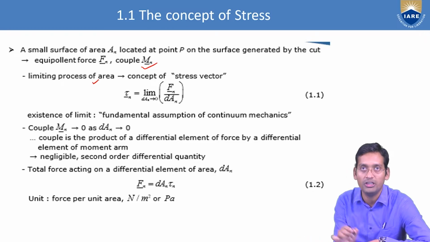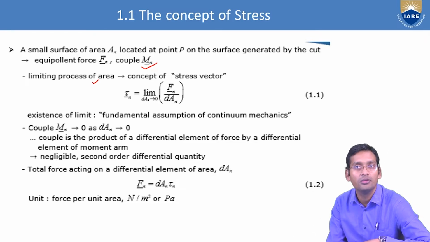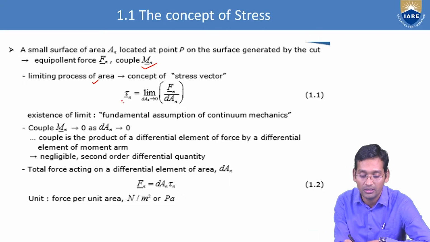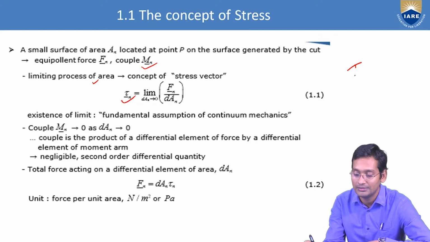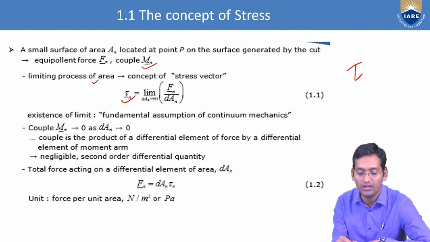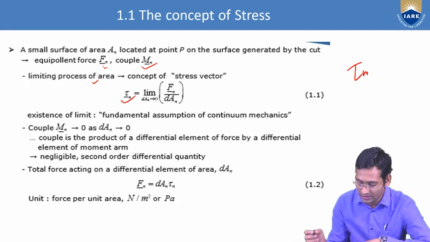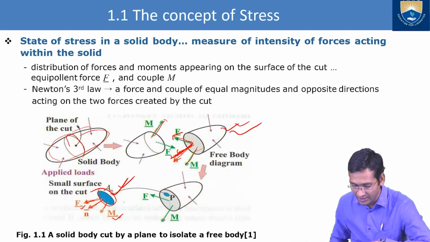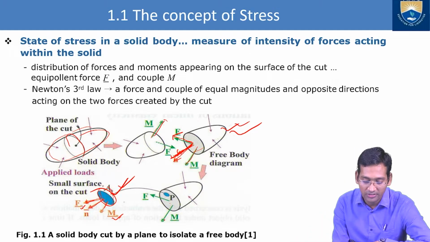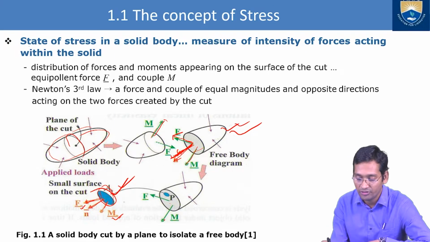So now what happens? The limiting process of area gives the concept of the stress vector, which is denoted by tau. Again everything is taken in terms of n, the normal to that surface. So tau n will be equal to what? The limit as the area goes to zero. It depends on how much area we take. We had taken this small area ΔAn, right? It's not necessary; you can take the whole area also, or you can take zero area.